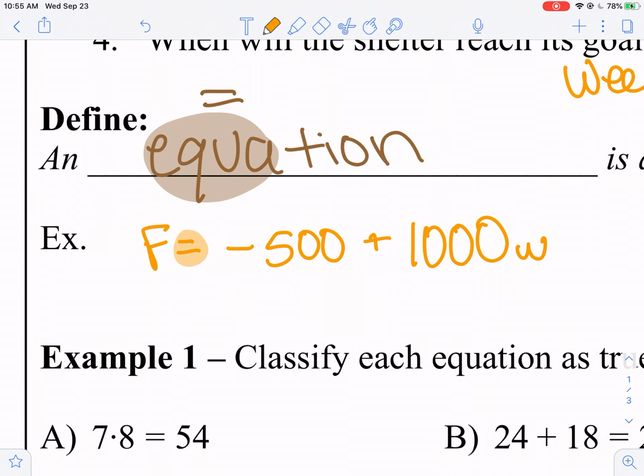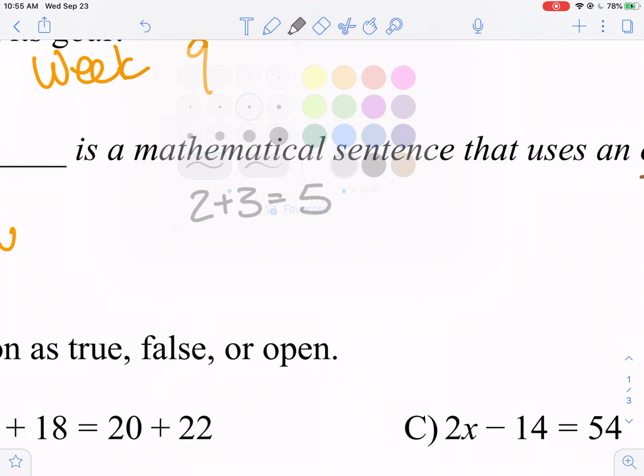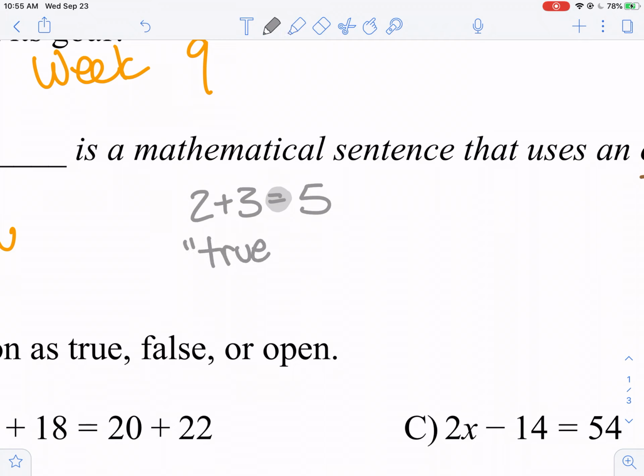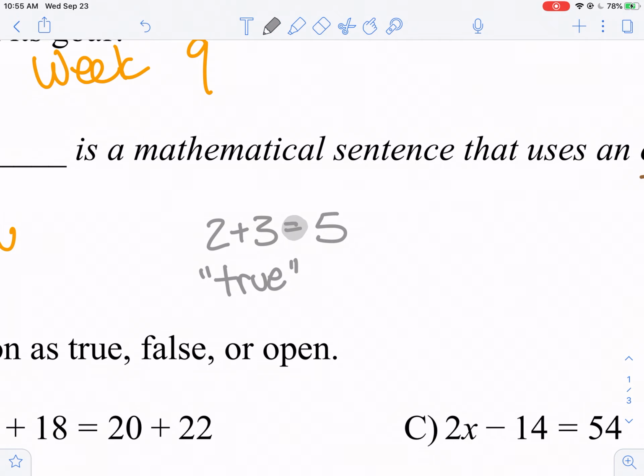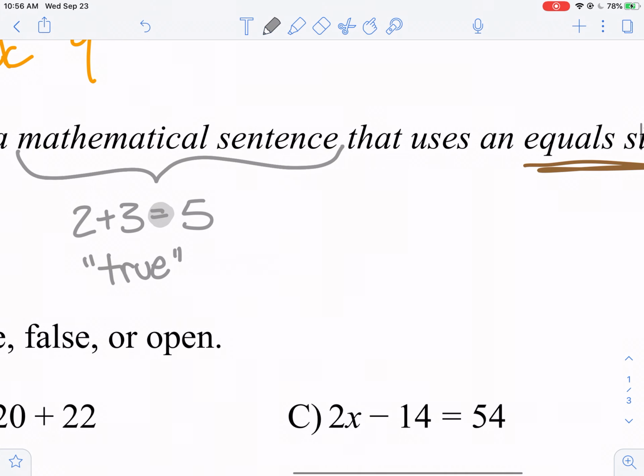There you go. A much more simple example of an equation would be 2 plus 3 equals 5. Why is this an equation? Well, it has an equals sign. That's why it's an equation. In fact, we can say that this is true. We can look at an equation as a sentence. It's a math sentence. And a sentence can be true or false. So here we say that 2 plus 3 is 5. That's true because that is right. That's correct. So yeah, we can have a true statement.